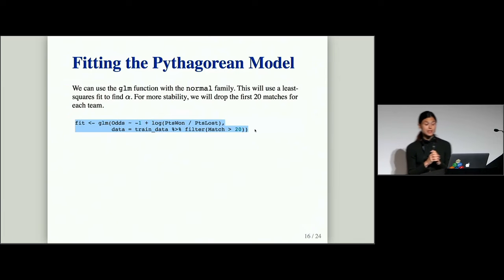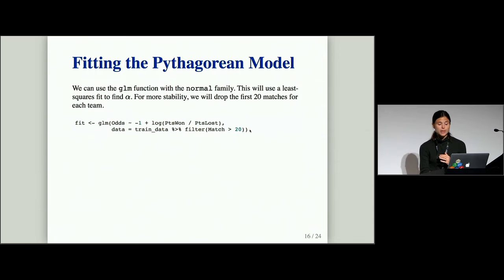Because the win frequency and the ratio might be unstable when we only have a few matches, I'm only beginning to incorporate the outcomes into the model after a minimum of 20 games have been played for each team. So that's all that's going into this fit.